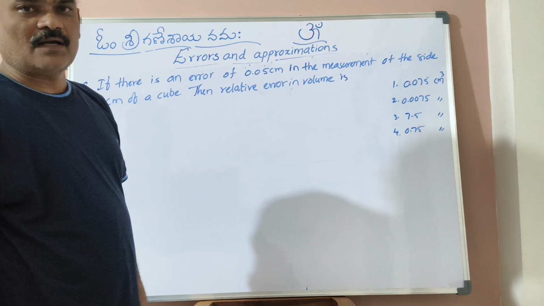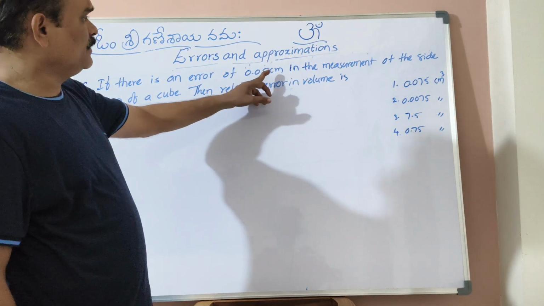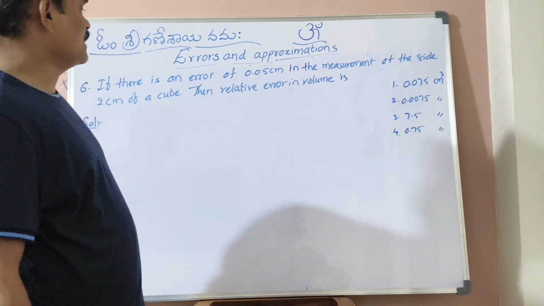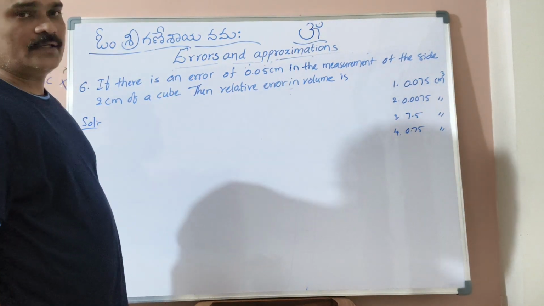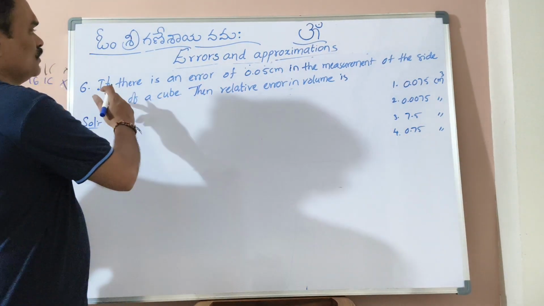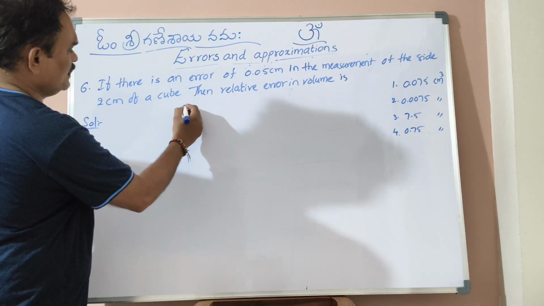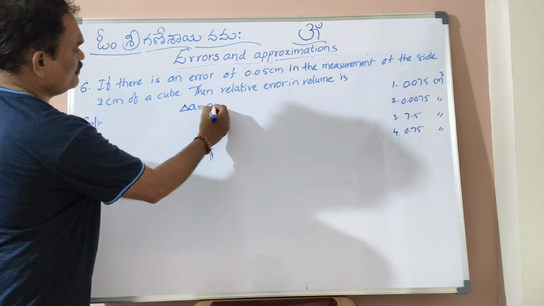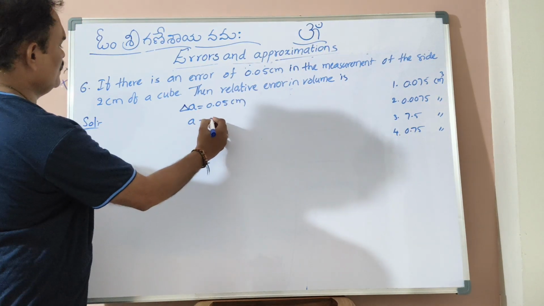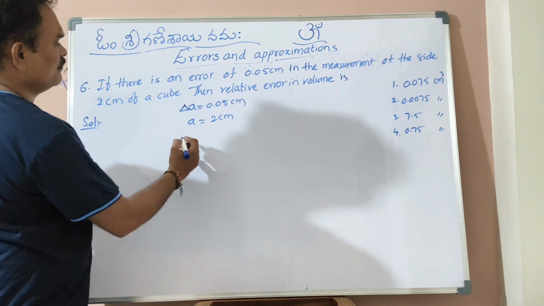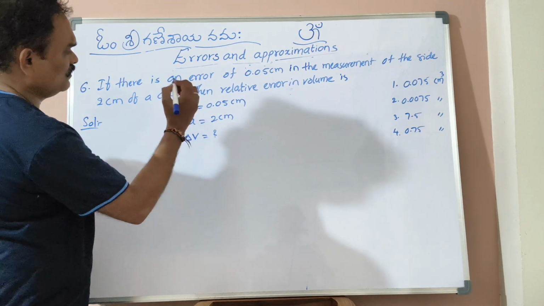Now coming to another problem. If there is an error of 0.05 centimeters in the measurement of the side of the 2 centimeter cube, then what is the relative error in the volume of the cube? So here let a be the side of the cube, the error in the side is 0.05 centimeters. The side equals 2 centimeters. Then what is the relative error? If V is the volume, we have to calculate delta V.